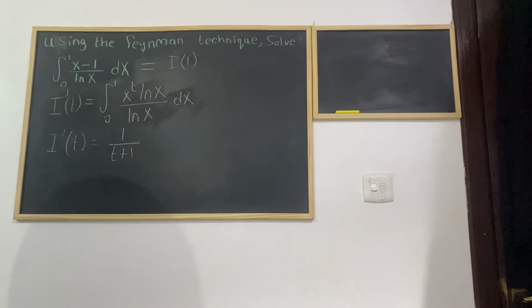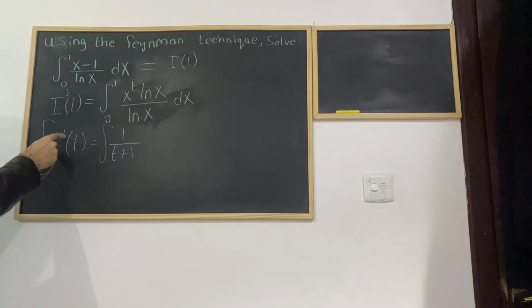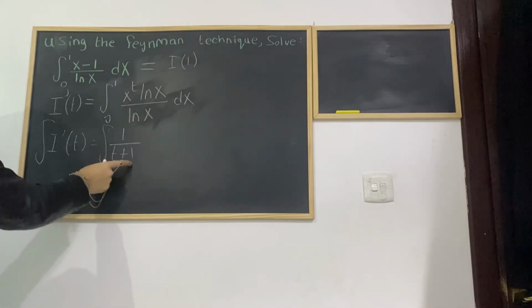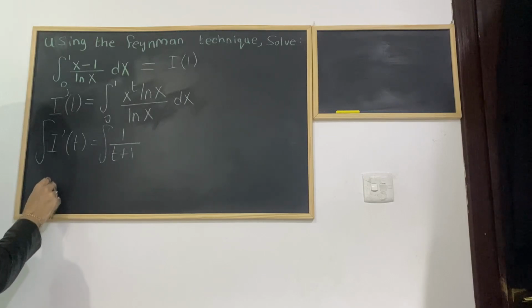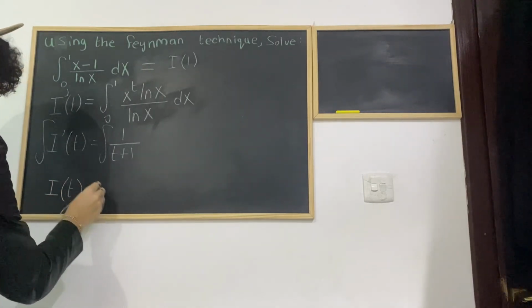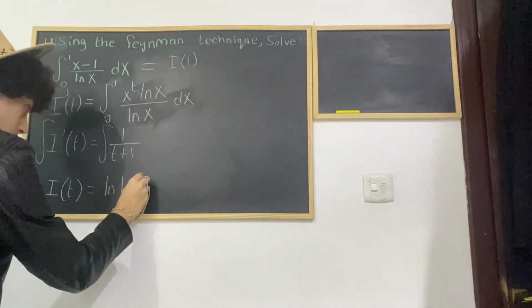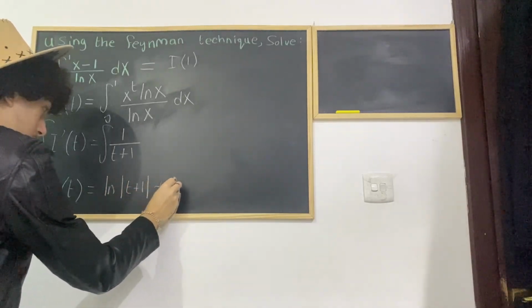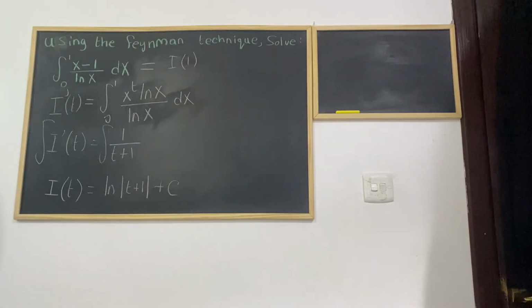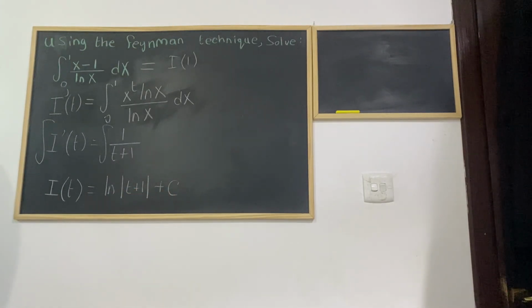However, we don't need to write it now because we're going to actually integrate both sides. Now the reason we want to integrate both sides is because we want to get rid of this dash here. And if we integrate this, what we get is I of t is equal to ln of the absolute value of t plus 1 plus c. Now, we have to find out what this c is here, and we can do that very easily.